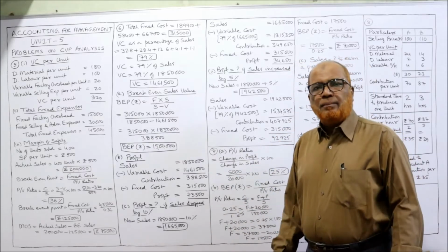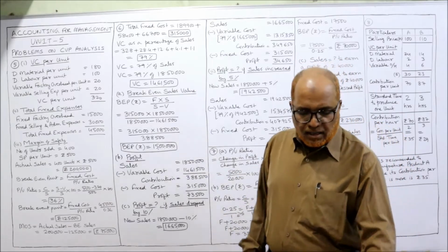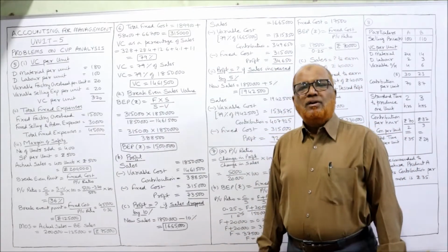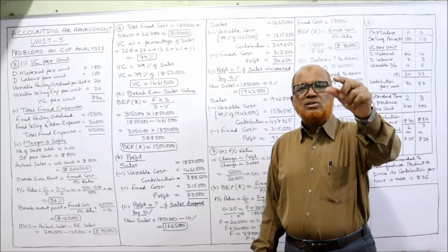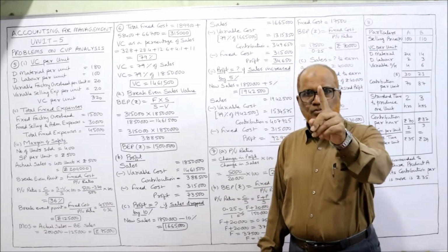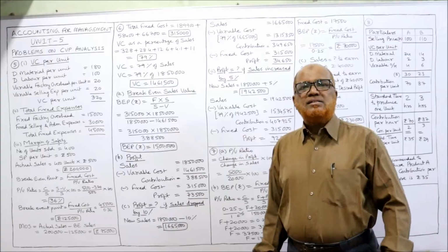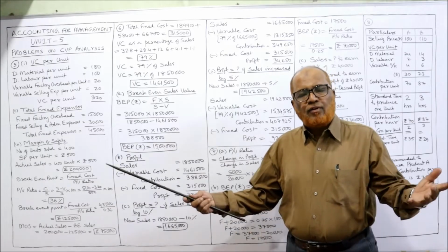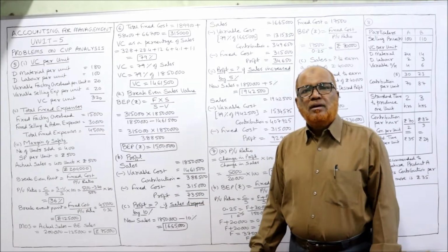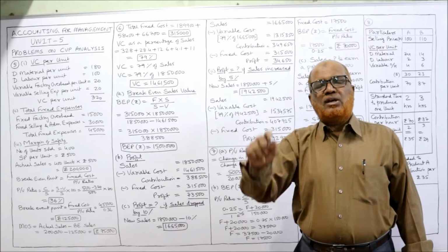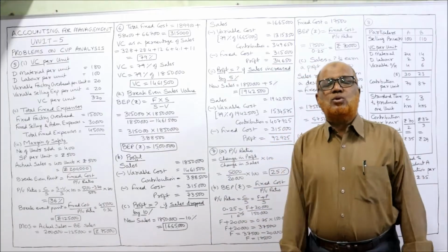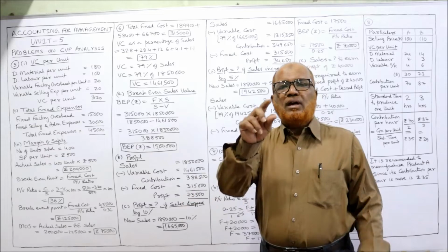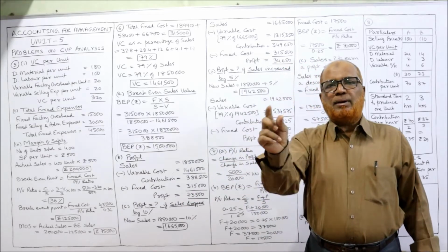Now, we'll attempt one by one. First one, break-even sales value. That means break-even point. The formula for break-even point is fixed cost divided by PV ratio. Another formula is there, F into S divided by S minus V. Any formula we apply, we'll get the same answer. If we apply fixed cost by PV ratio, first we need the PV ratio. Then only we can apply that formula.